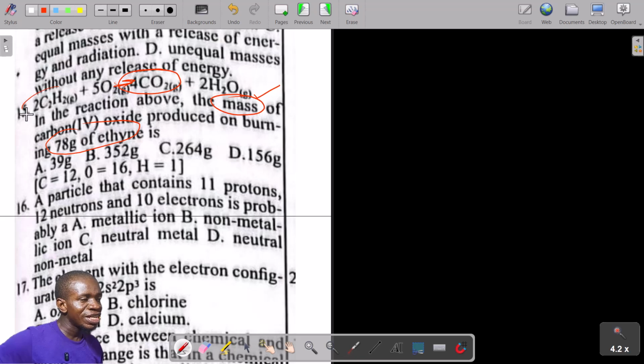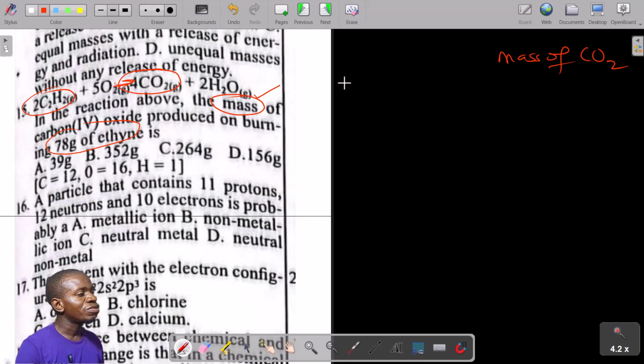They also mentioned ethane. So I don't need everything in this equation. The only two things that I need in this equation are ethane and carbon dioxide. That's all I need. And we're looking for the mass of carbon dioxide. That is what we are looking for. So what am I going to do? I'll just say that 2 moles of ethane, that is from this equation, you can see that 2 moles of ethane, that is 2 moles of C2H2, will give you 4 moles of carbon dioxide.